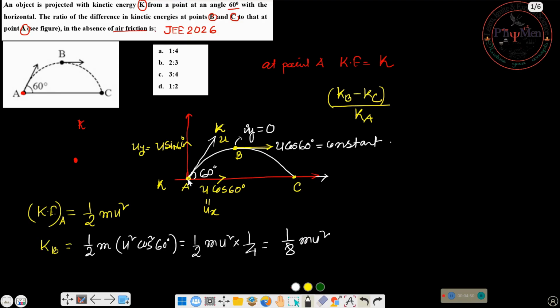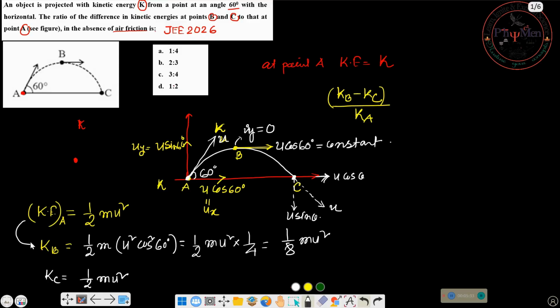Now we also know that if a projectile is projected with a speed u, it will strike the ground with the same speed u, right? The components are u cos theta and u sin theta. We know this from the theory of projectile motion. So KC will be equal to half m u square.